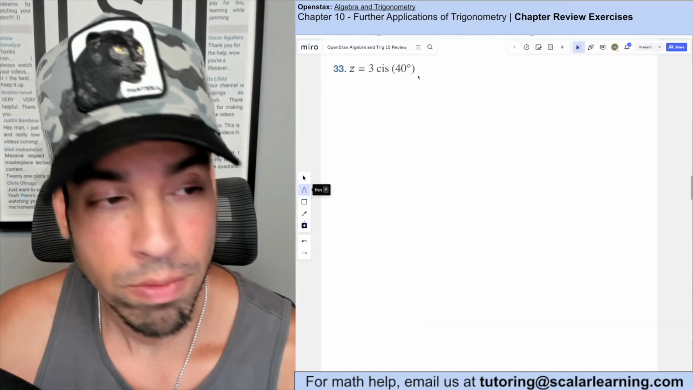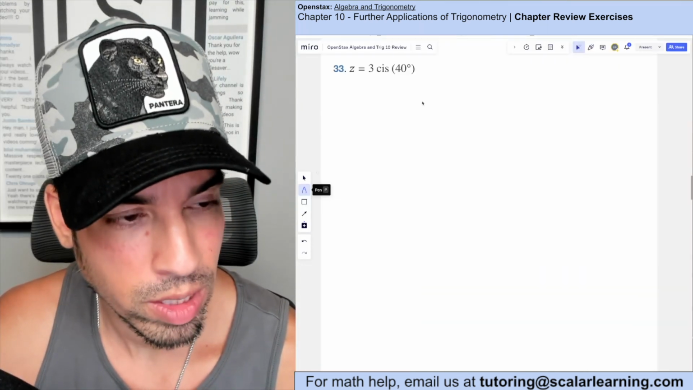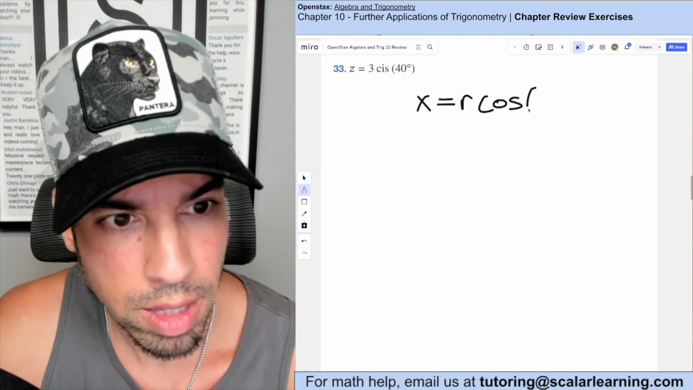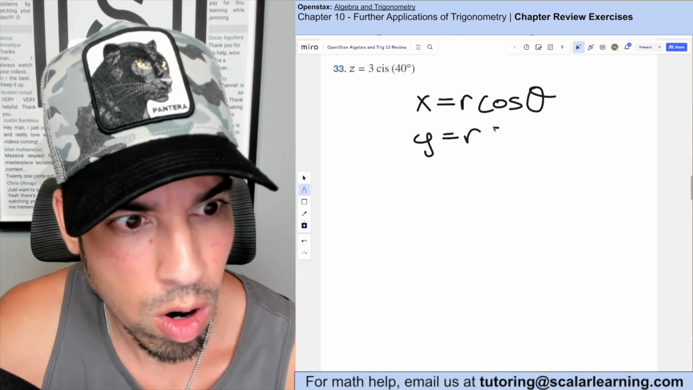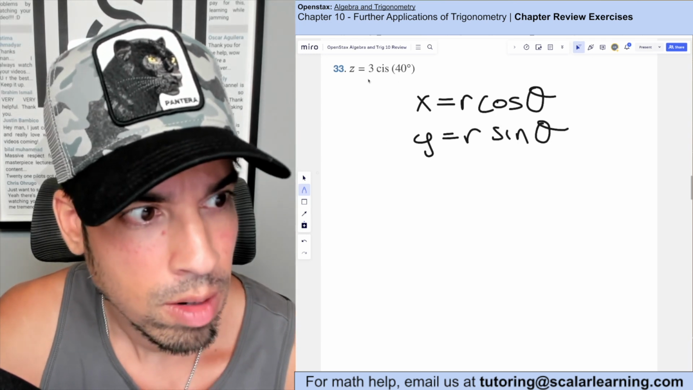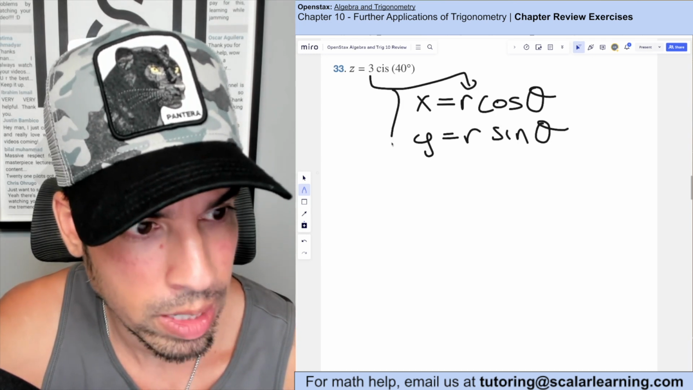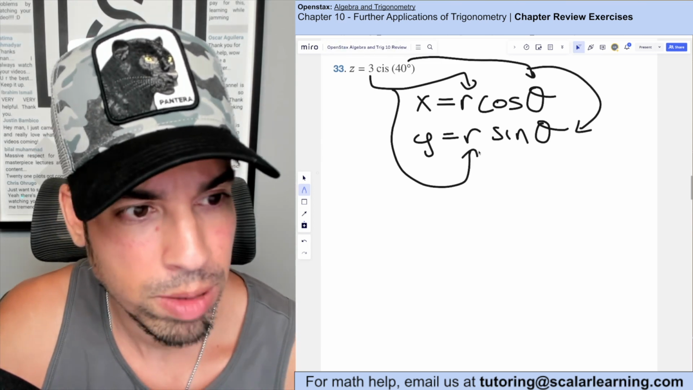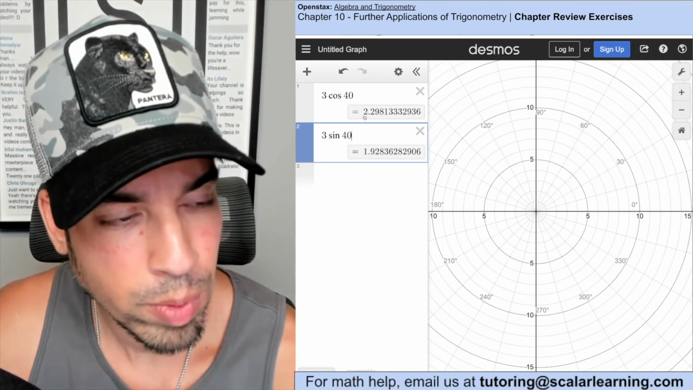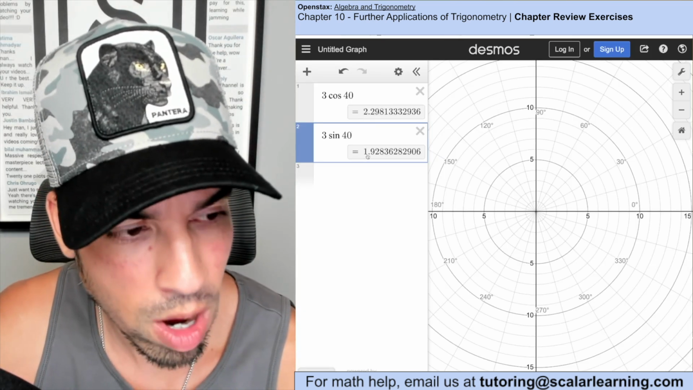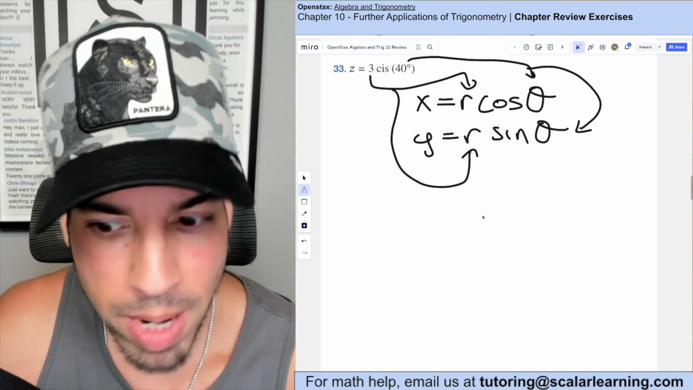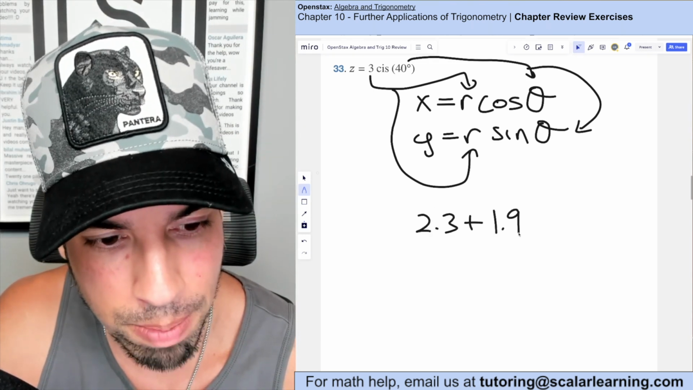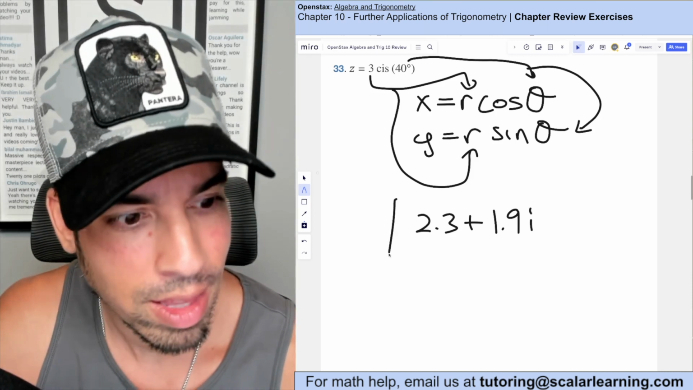Done. So to convert this back, the way we're going to do it is we're going to say that our x value is equal to r cosine theta, and y is equal to r sine theta. And my r value is right here. It's 3, and my theta value is right here, which is 40. So we're going to plug this into Desmos now. So for the x value, we get 2.3 rounded to the nearest tenth. For the y value, we get 1.9. So to put it back in the right format, we get 2.3, the x value, plus 1.9. That pairs with the imaginary number i. That's how you do it.